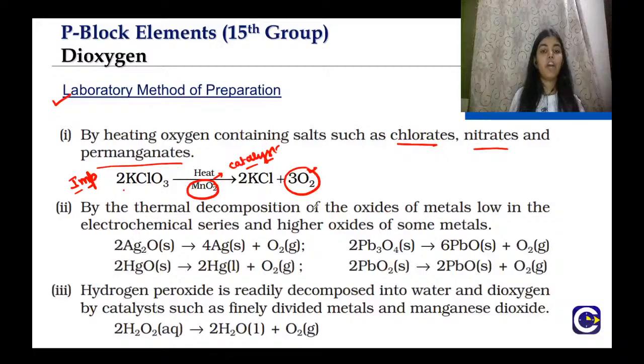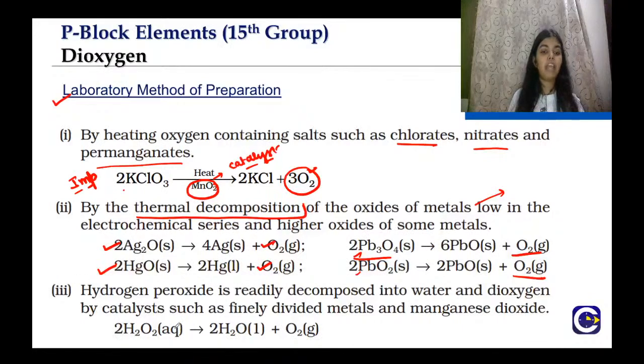By the thermal decomposition of the oxides which are lower in the electrochemical series, meaning they are unreactive basically. For example, silver, mercury, right, their oxides, if you heat, they will produce oxygen. Here also lead, if you see, their oxides, if you heat, will produce oxygen. So this is a type of thermal decomposition because we are providing heat, right?